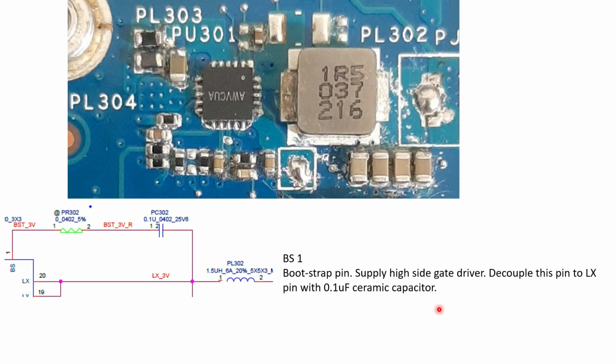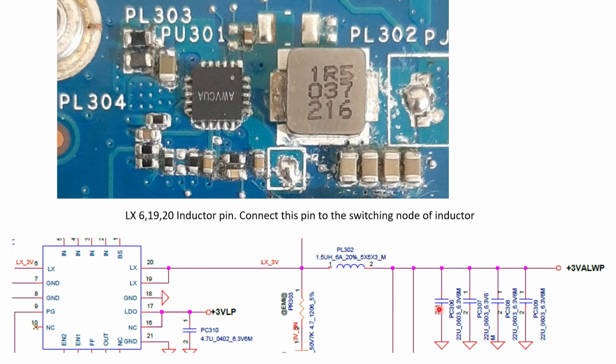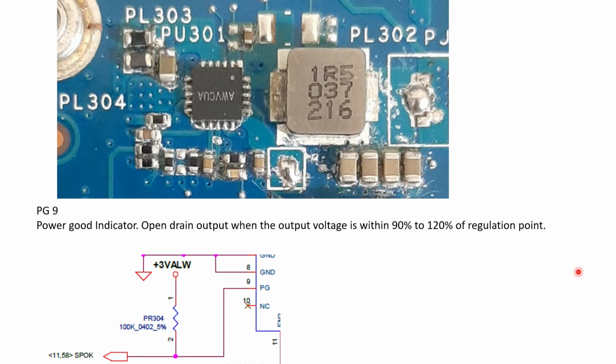Next, BS1. Once that pin is active, then BS will be active because of the high drive and low drive supplies. Okay, boot strap pin. Next, finally you will get the output in the section of pin numbers 6, 19 and 20. This is the phase 1. Through this coil you will get 3 volts always.